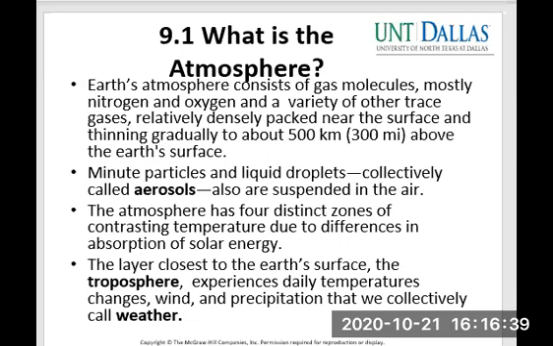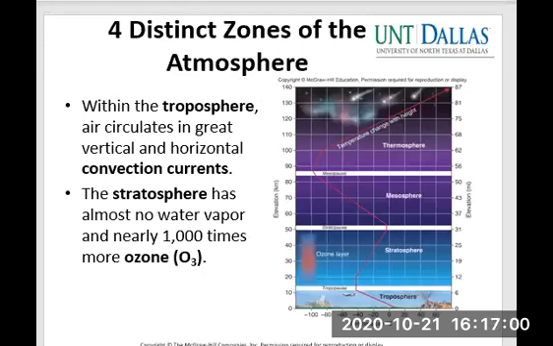The atmosphere has four distinct zones of contrasting temperature due to the differences in absorption of solar energy. The layer that's closest to the Earth's surface is the troposphere, which experiences daily temperature changes, wind, and precipitation that we collectively call weather. Within the troposphere, the air circulates in great vertical and horizontal convection currents.